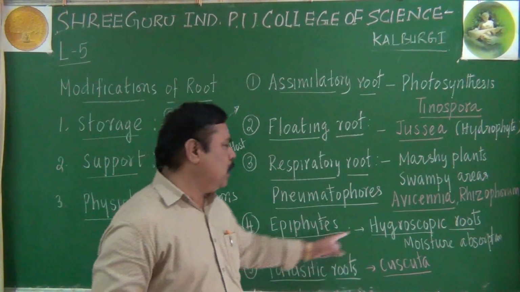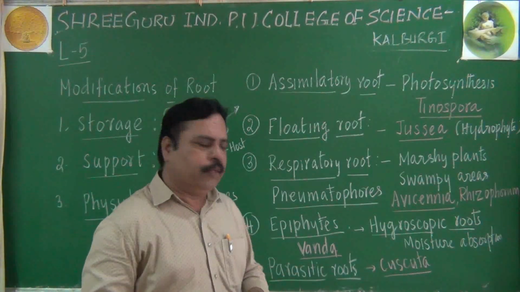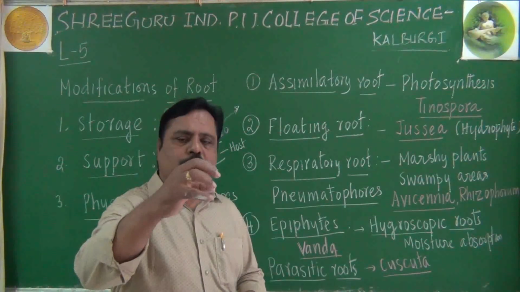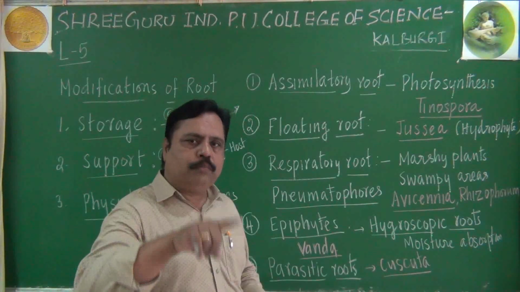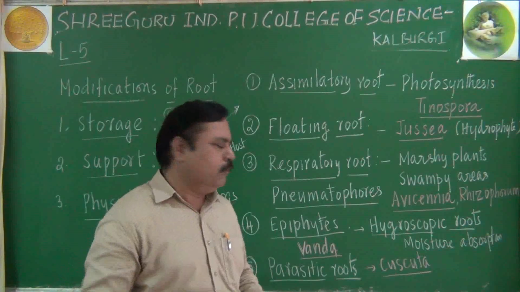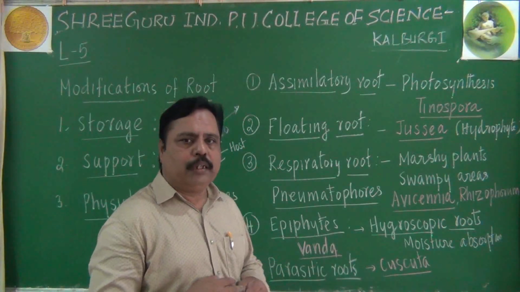Epiphytes, Vanda, hygroscopic root, they can be called. Example is Vanda. Parasitic roots are exhibited by Cuscuta. Cuscuta can absorb the nourishment from the host body. They will harm the host body. They will take the food, they will rob the food from the host body. That is the example, Cuscuta, remember.